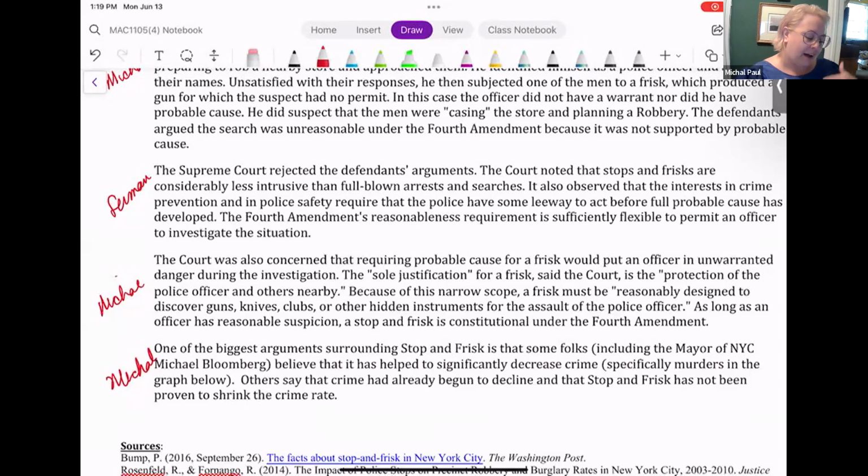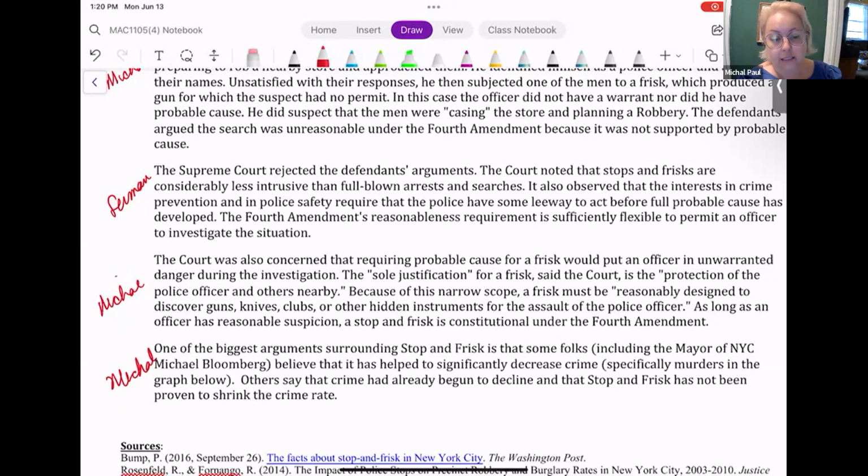Amendment. But after that, one of the biggest arguments surrounding stop and frisk was that some folks, including the mayor of New York City, Mike Bloomberg, believed that it helped. It was not 2016, it was like 2013 when the original article was written. One of the biggest arguments surrounding stop and frisk is that some people believe that it's helped to significantly decrease crime, but others say that crime had already begun to decline prior to stop and frisk and that it wasn't proven to shrink the crime rate.